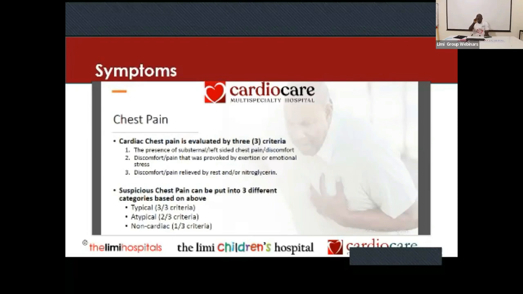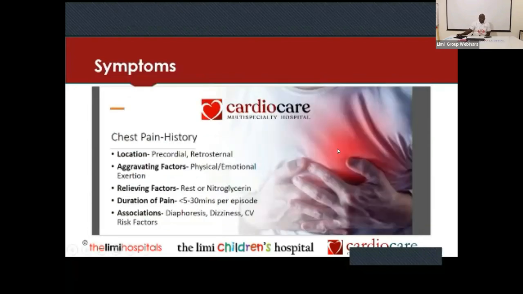So when you have all these three characteristics in the patient, you will say that the patient has a typical angina or typical cardiac chest pain. When you have two out of the three, the patient has an atypical chest pain. Then when you have maybe just one or none of the three key characteristics, the patient has a non-cardiac chest pain, and you should probe further to know what is giving this patient's chest discomfort.